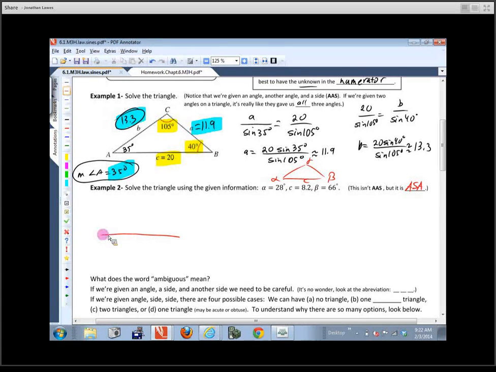I'm going to draw 28 degrees. So that's a pretty small angle. And then 66 degrees. That's a fairly large angle. Okay. So it's going to look something like this. And I've got 28 degrees for this one and side A across from it. I've got 8.2 for this one, and that would be angle gamma, or we could call that angle C if we wanted to. And then beta is 66 degrees, so across from it is going to be side B.